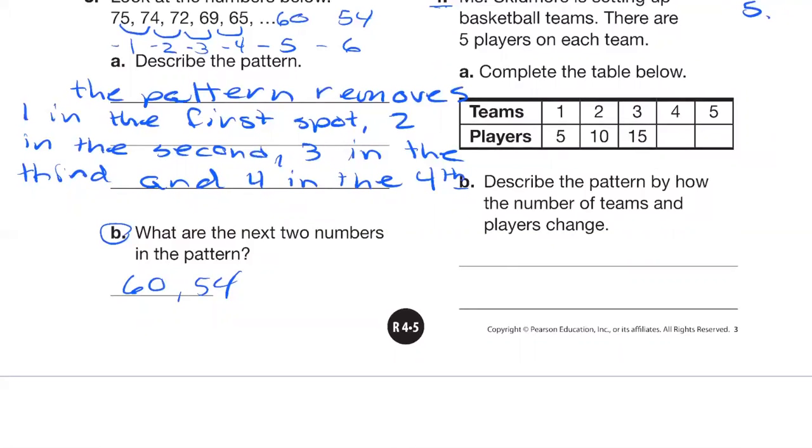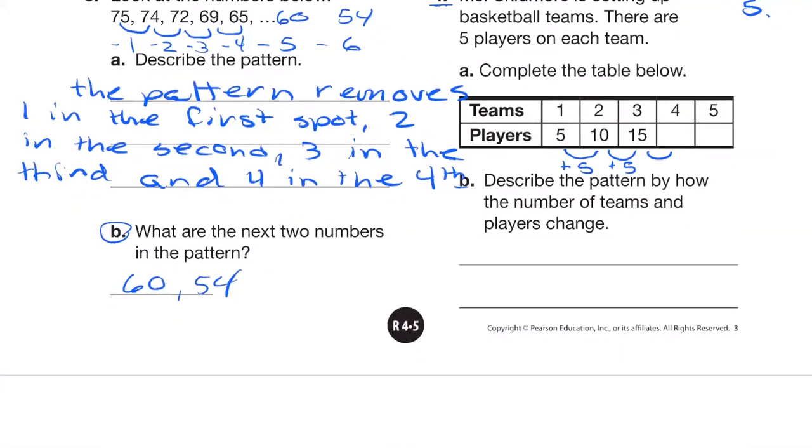Welcome back. Let's take a look at this. From 5 to 10, it adds 5. From 10 to 15, it also adds 5. Well, that's already established a pattern. I'm going to say from 15 to whatever's next, it's going to add 5. 15 plus 5 equals 20. And I'm going to add 5 more. 20 plus 5 equals 25.